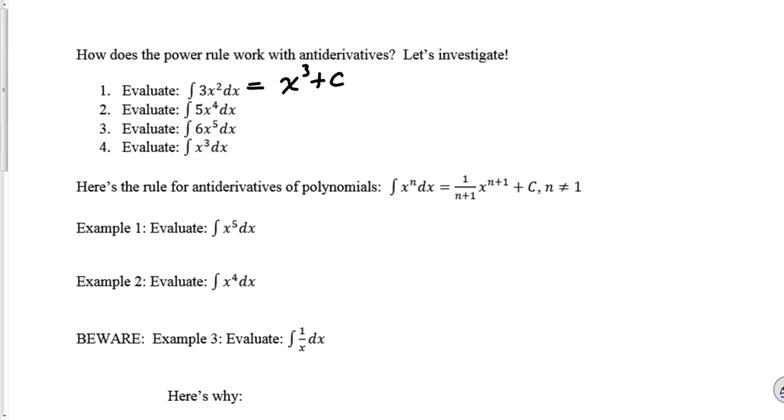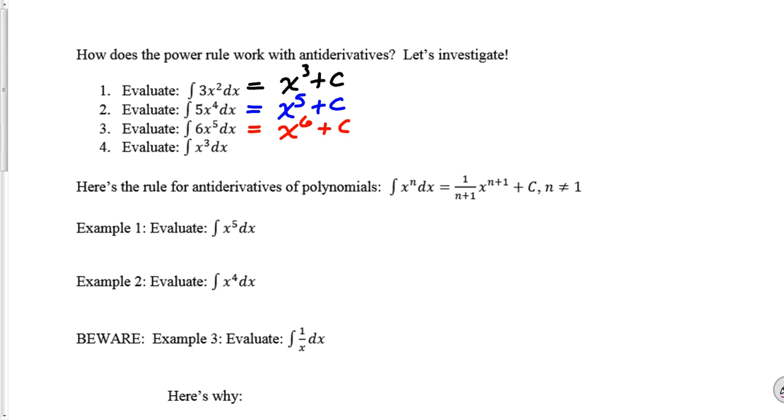In the next one, I have the integral of 5x to the 4th dx. So x to the 5th is what I started with, and again, I had a plus c. Number 3, the integral of 6x to the 5th. For that one, I think we're starting with x to the 6th plus c.